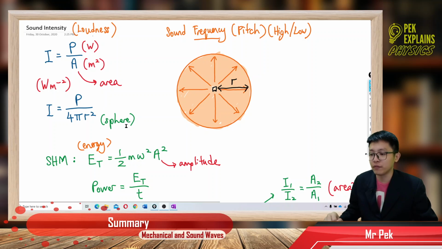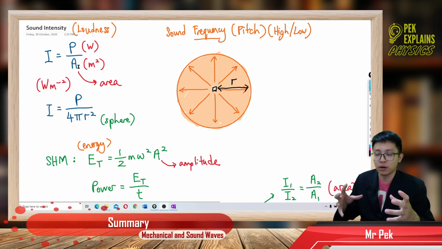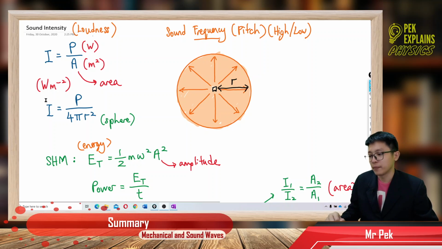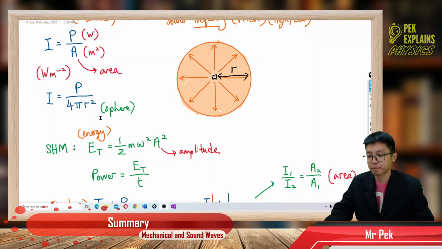The area of the sphere is 4 pi r square. So intensity is power emitted divided by the area of sound distributed. Intensity is also equal to power over 4 pi r square. So r is actually the distance from the sound source. We can say the further away from the sound source, the lower the intensity. Okay, good.